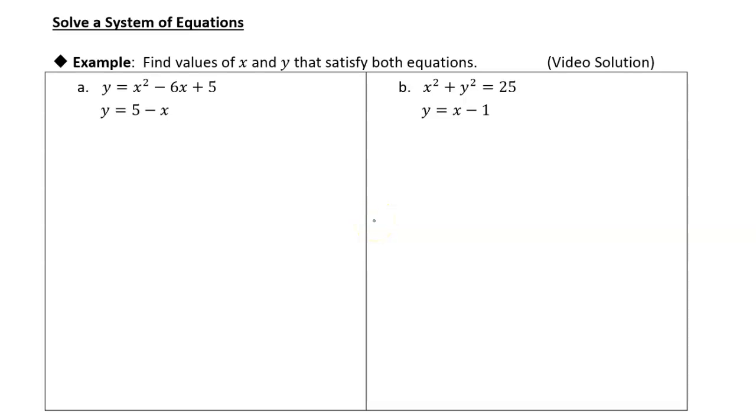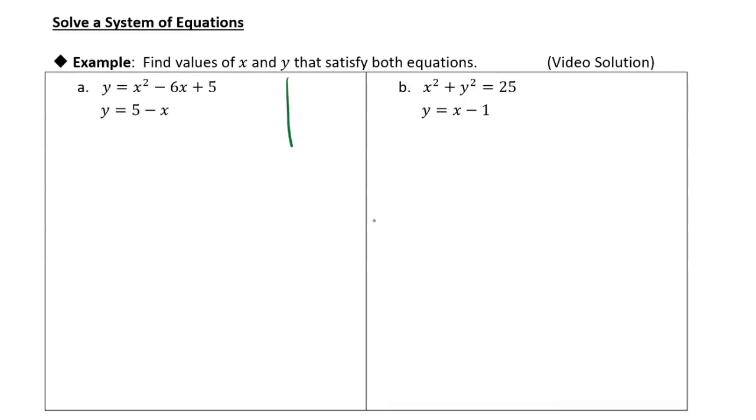All right, we've got one more skill to go over here, and that's to solve a system of equations. And these are all systems of equations where you'll need to solve a quadratic in order to get the solution. So in this first example, we have a parabola, essentially. If you were to graph this, you would get a parabola, right?